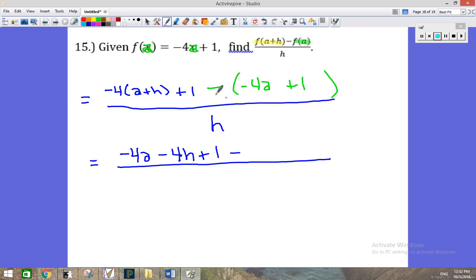I distribute the negative sign. The double negative there makes that a plus 4a, and then this minus 1, all divided by h. Well, I notice that this negative 4a and positive 4a cancel each other out. This positive 1 and negative 1 cancel each other out. Negative 4h divided by h, and h divided by h, these are factors. They divide to 1. We say they cancel, and our final answer is negative 4.